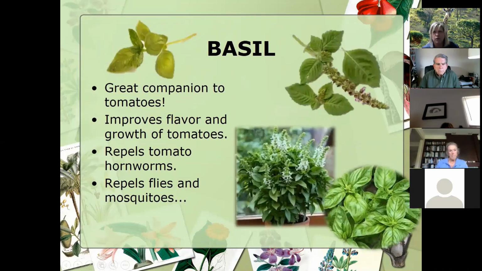Oh, there we go. Okay, so basil, we've already spoken to that one already. It is a great companion to tomatoes because it is going to improve the growth and the flavor. The other cool thing is that it can help repel tomato hornworms or the tobacco hornworms, and it can repel flies and mosquitoes. I don't know if anybody has ever heard, I can't remember how that goes off the top of my head, but plant a pot of basil at your back door, keeps the flies away. There's a poem there. I'm not very poetic, but it doesn't matter what kind of basil either. Just any pot of basil at the back door keeps the flies away.